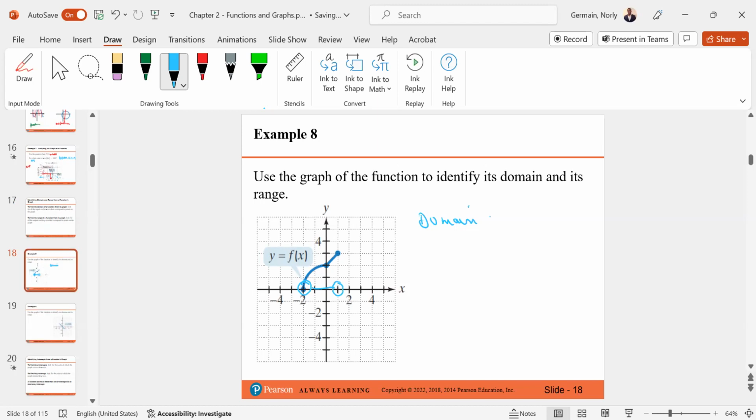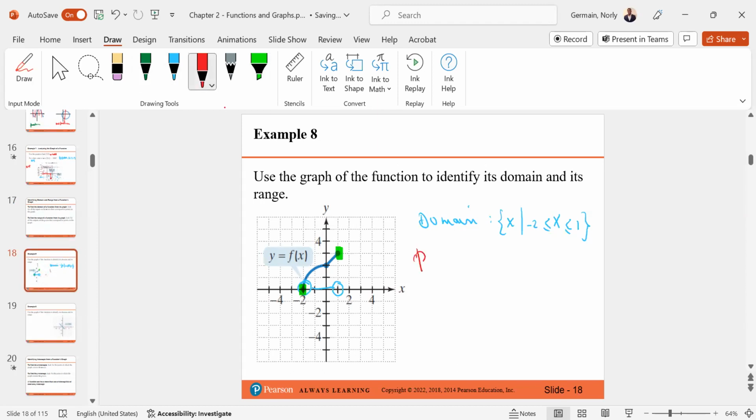So we can say the domain is x such that x is from -2 to 1. You see, I put less than or equal to because we have a closed dot. Look at the closed dot right there. Closed dot means the endpoints are included. So that would be the domain. Domain is all about x.